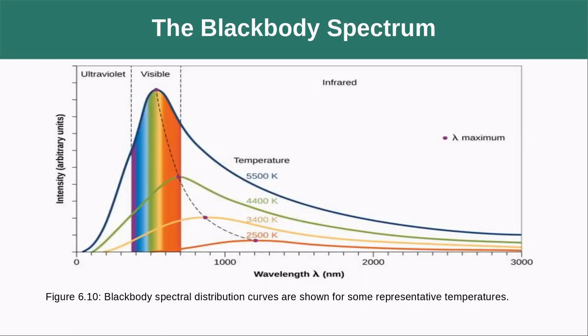So let's see if we can picture this. What we can see here is that as the temperature of a blackbody goes up, the lambda max, where you're seeing the highest intensity of radiation, gets to be shorter and shorter wavelengths, and it gets to be more and more intense, right? Here it's producing visible light, here it's producing ultraviolet light, and here it's producing infrared light.